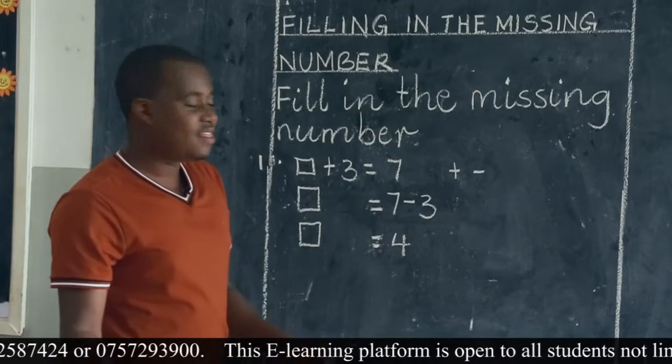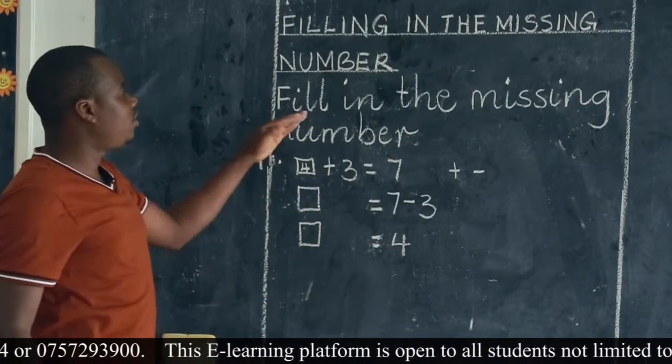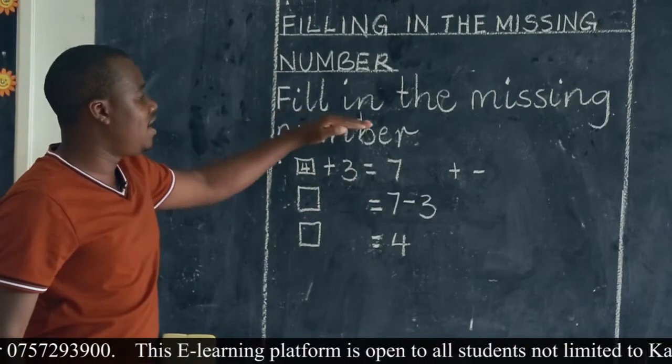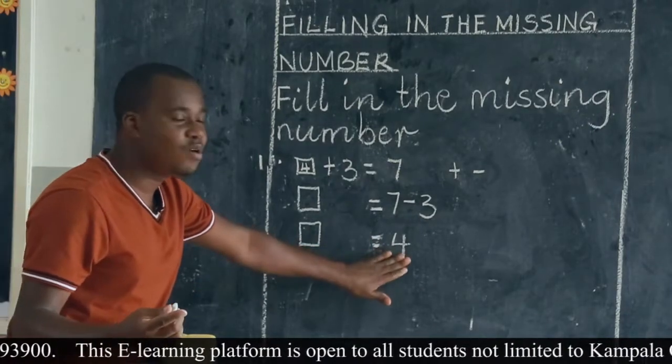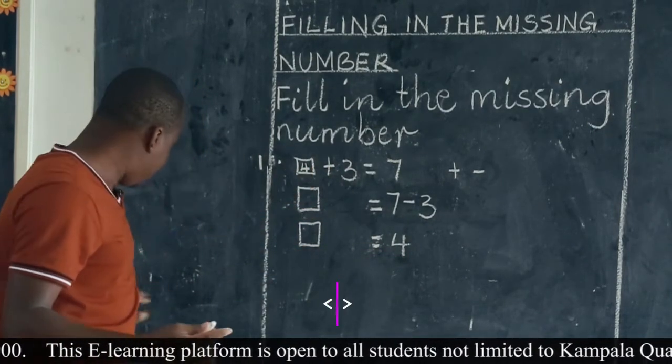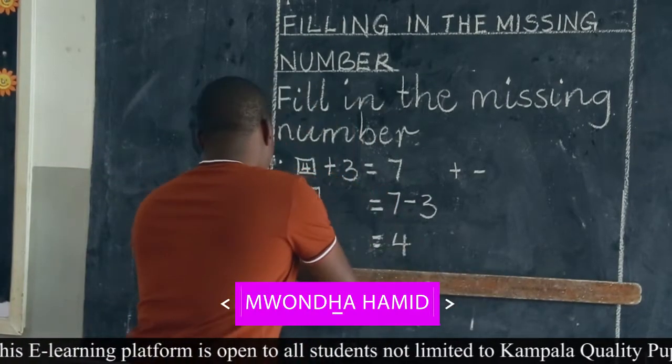Now, if we can get that, we come and fill in. Why? The question is saying fill in the missing number. Then after calculating, we have got the number, so we put it there. Get your ruler and smartly underline your work.